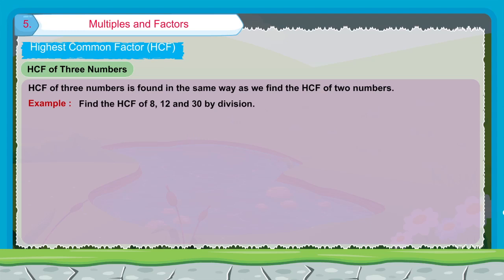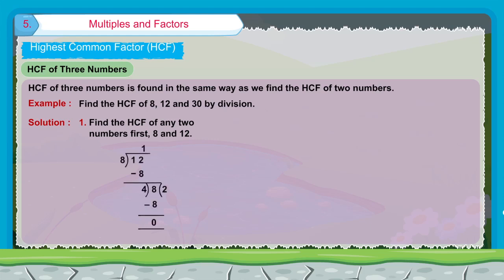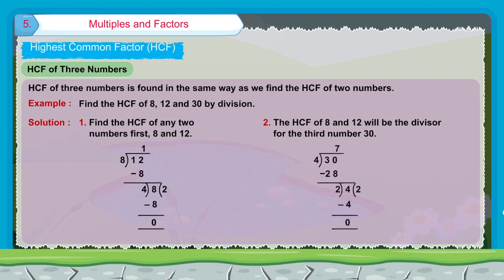Example: find the HCF of 8, 12 and 30 by division. Solution: 1. Find the HCF of any two numbers first, 8 and 12. 2. The HCF of 8 and 12 will be the divisor for the third number, 30. Therefore, HCF of 8, 12 and 30 is 2.